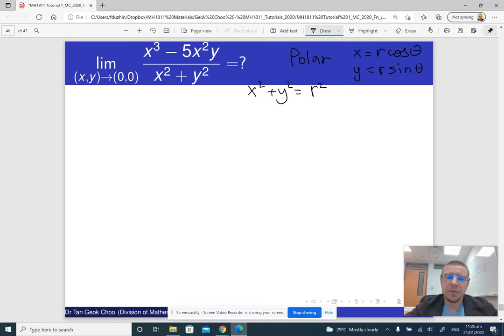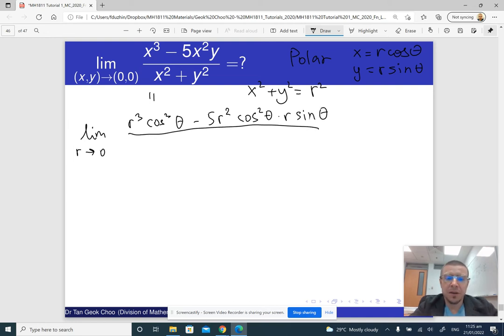All right. Now, when we change these to polar coordinates, what we get is the limit as r tends to 0 of r cubed cosine cubed theta minus 5 r squared cosine squared theta times r sine theta divided by r squared.